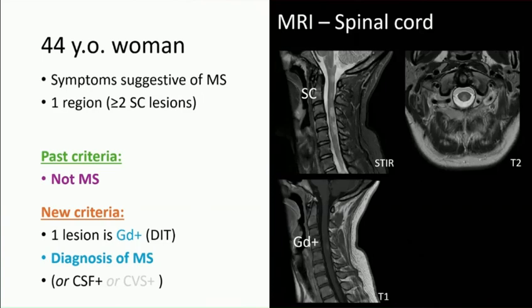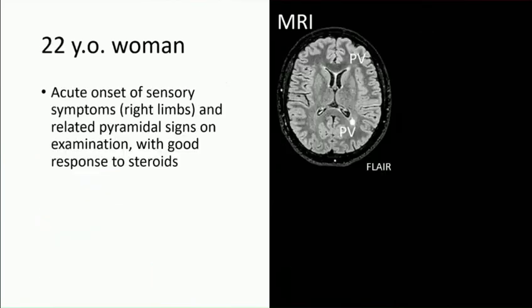Alternatively, we could have had the CSF analysis. Here I have put in gray the CVS sign. We have very little evidence on the CVS sign in the spinal cord, and perhaps there will be room for getting more information in the future on this topic.